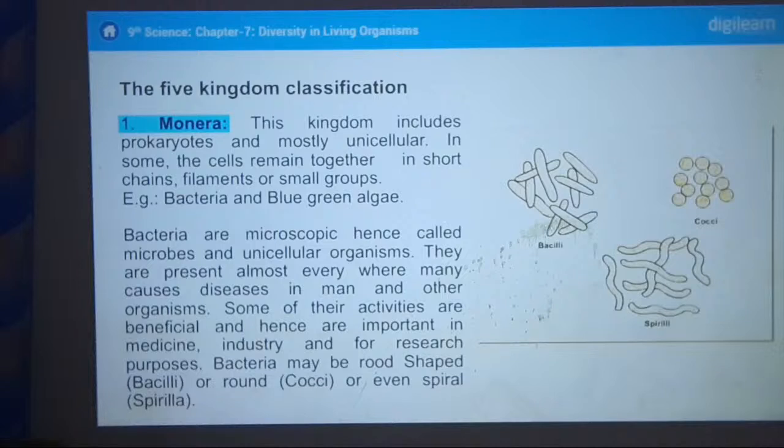They are present almost everywhere. Many cause disease in plants, in man, and other organisms. Some of the activities are beneficial and hence are important in medicine, industry, and for research purposes. Bacteria may be rod-shaped, that is bacilli, or round, that is cocci, or even spiral, that is spirilla.